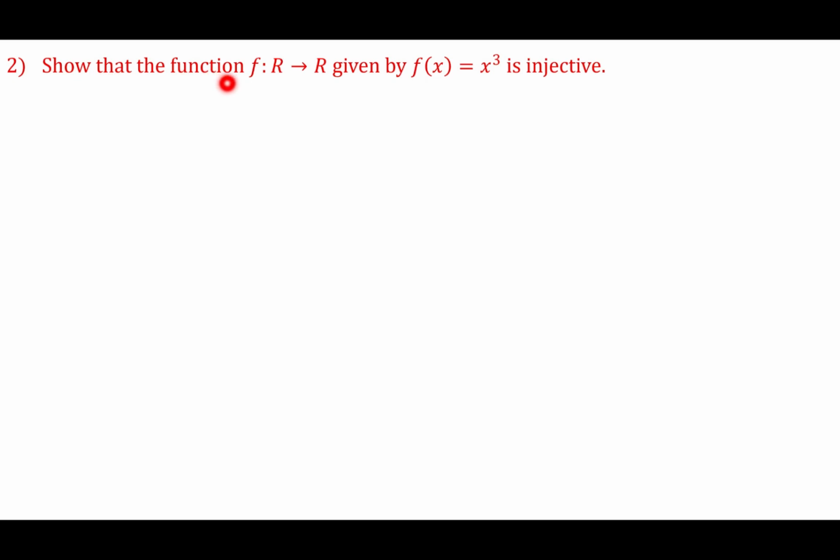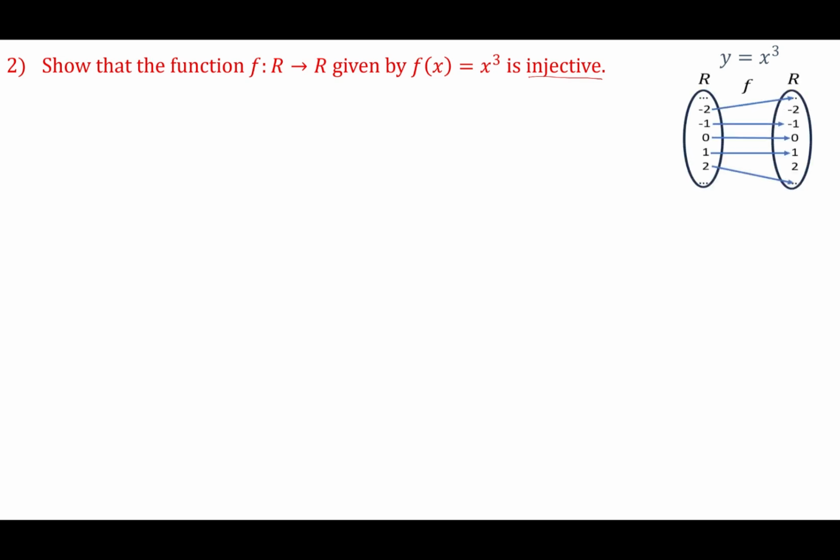Question 2. Show that the function f from R to R given by f of x is equal to x power 3 is injective. Injective means one-one, which means we have to show that the given function f of x is equal to x power 3 is one-one. At first, the given function is y equal to x power 3. The definition of one-one says each element of set A, the domain, must have a unique and different image in set B. That's it. We have to prove this thing only.